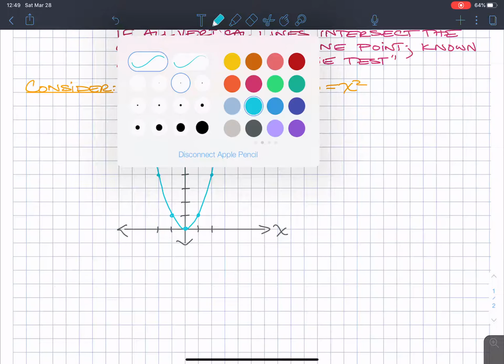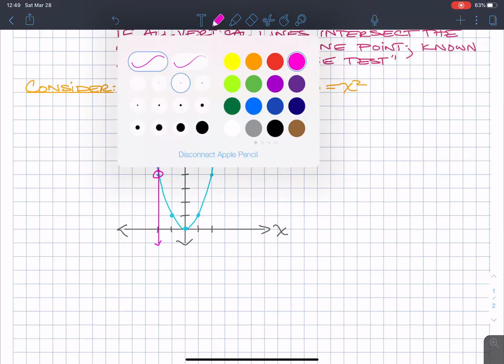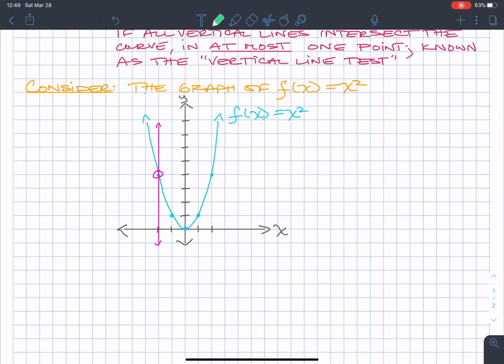So let's note, does it pass the vertical line test? It looks like every vertical line intersects in only 1 point. So let's note, f of x is a function because it passes the vertical line test.